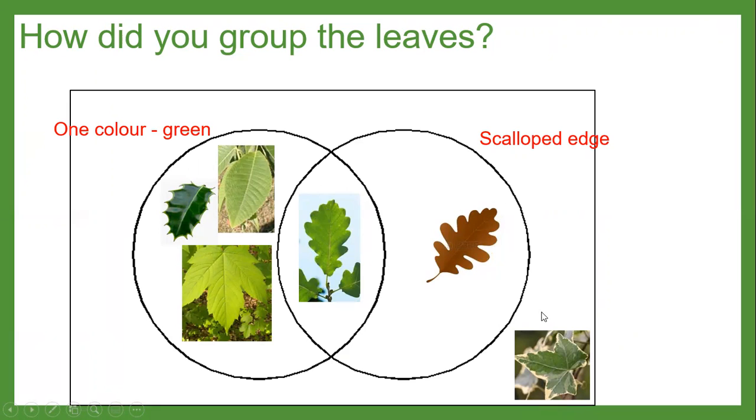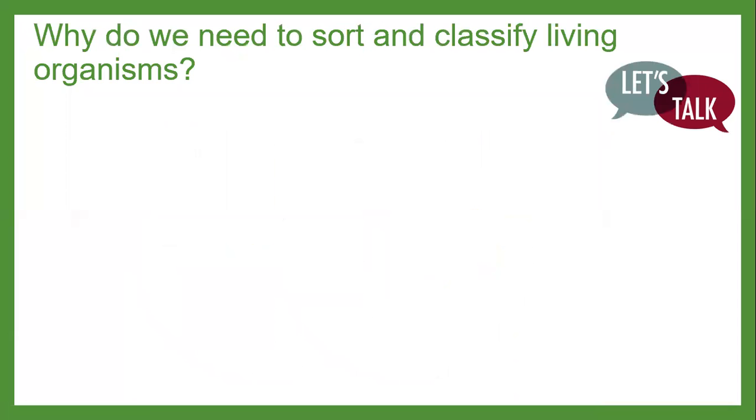But what about this shape here? Why is this one outside? Well, the reason why that one's outside is because it's not got a scalloped edge, and nor is it just one color. It has a white outline and is green. Like we just said here, why is this one here? It's not just one color and it does not have a scalloped edge.